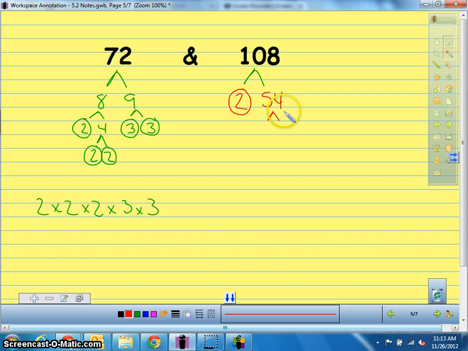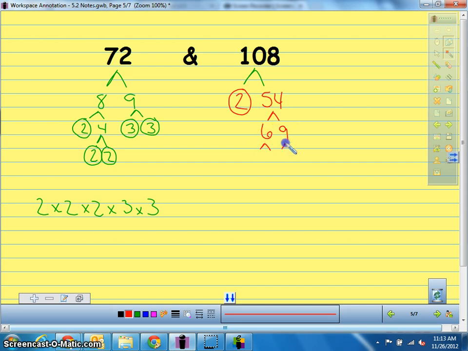So 54, do I know any math facts that equal 54? Well, I think, if my memory serves me correctly, that 54 is 6 times 9, right? Hopefully you remembered that. 6 times 9, neither one is prime.